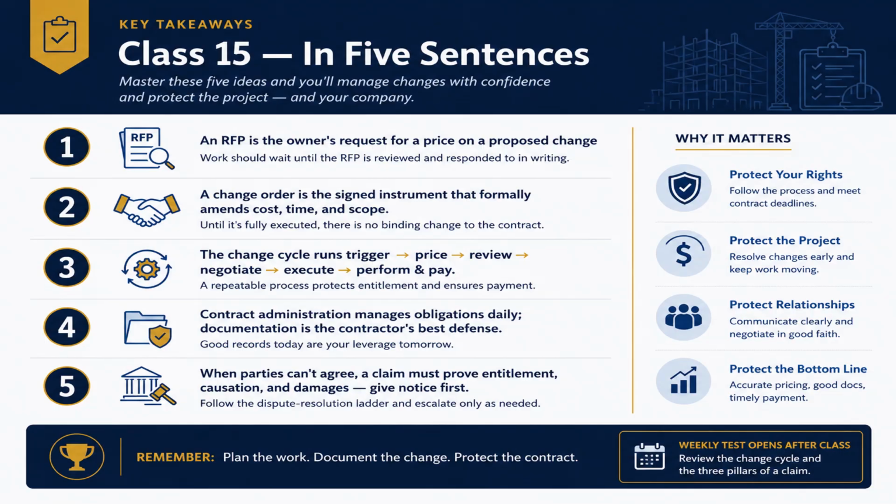3. The change cycle runs: trigger, price, review, negotiate, execute, perform, and pay. A repeatable process protects entitlement and ensures payment. 4. Contract administration manages obligations daily, and documentation is the contractor's best defense. Good records today are your leverage tomorrow. That's the line of the whole unit. Good records today, leverage tomorrow. 5. When parties can't agree, a claim must prove entitlement, causation, and damages, and you give notice first. Follow the dispute resolution ladder and escalate only as needed.